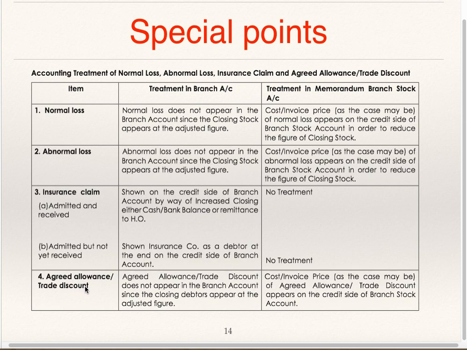Agreed allowance and trade discount. Agreed allowance and trade discount do not appear in the branch account, since the closing debtors appear at the adjusted figure. So agreed allowance, trade discount, etc., will not appear in the branch account. Cost or invoice price, as the case may be, of agreed allowance and trade discount appears on the credit side of the branch stock account. In the branch stock account, it can appear in cost of goods sold.